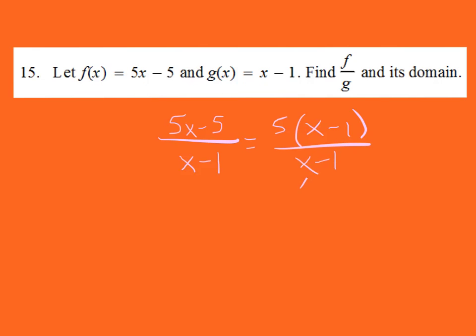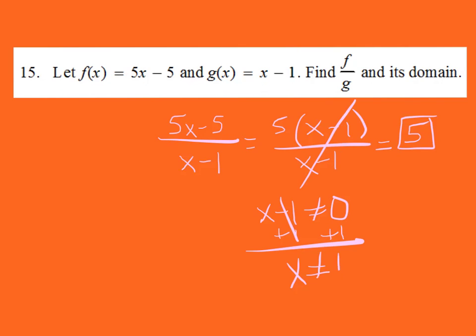But I do have to be careful because when I did that, I canceled out something that I need for my domain. Even though my answer is just 5, I did at some point have something in the denominator, this x minus 1. So I need to make sure in my domain that I state x minus 1 cannot equal 0. I add my 1 to both sides, and I know that x cannot equal 1. That is my domain, not all reals, even though my answer ended up being 5. I need to take a look at this and I remember that x cannot equal 1.